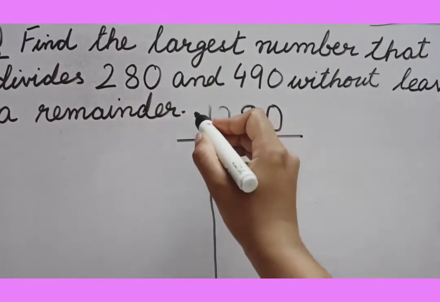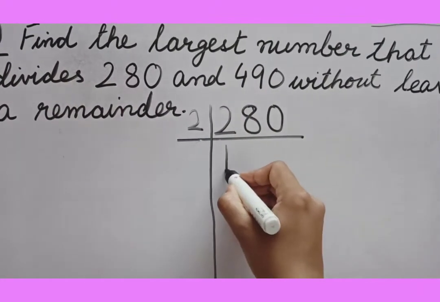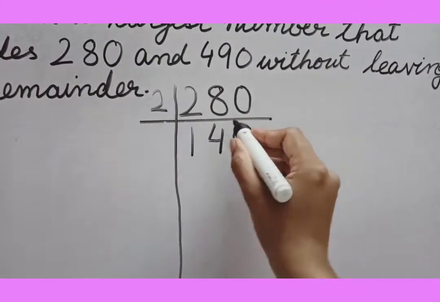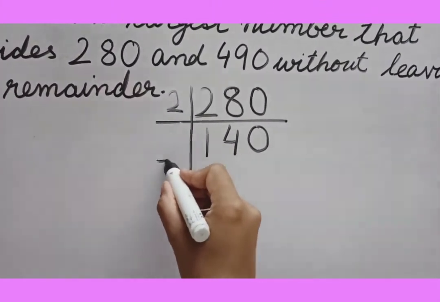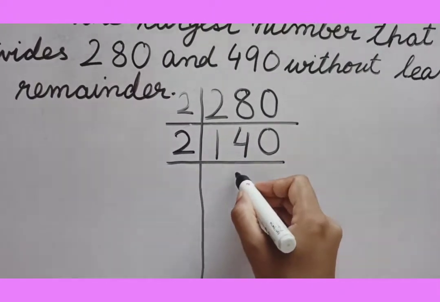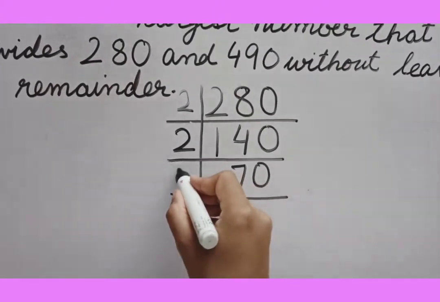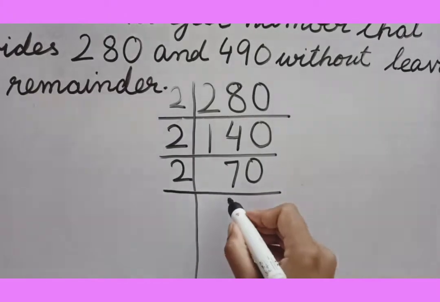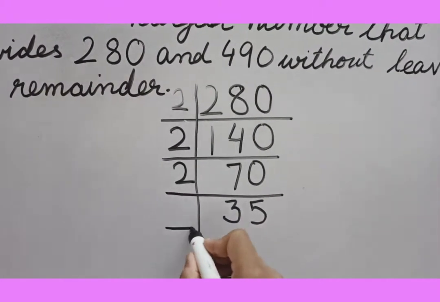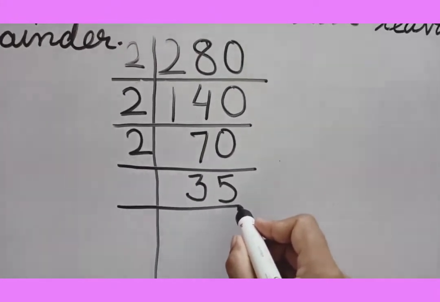So the first prime number will be 2, and we will write the answer of division as 2 ones are 2 and 2 fours are 8 and then 0 as it is. And then the next step, again an even number, it is divisible by 2. So 2 sevens are 14 and 0 as it is. Next step, again divisible by 2 because of the even number. It will be 3 and 5, 35.